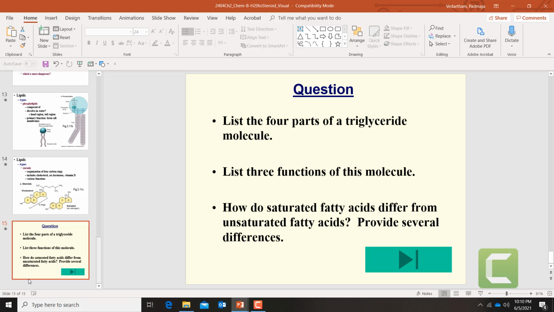3 functions of this molecule, you can give any function, like it helps in storage of energy, it helps in protecting the organs. Remember, I told you in chapter 1 that the abdominal region does not have any bony cage, it's the fat that protects. So that is another function of triglyceride. And these fatty acid chains can break down to release tremendous amounts of energy, so they are good storage of energy. And then how do saturated fatty acids differ? They have single bonds, whereas unsaturated have double bonds.